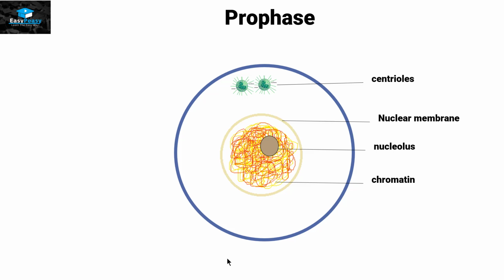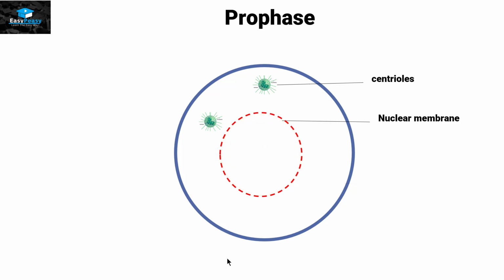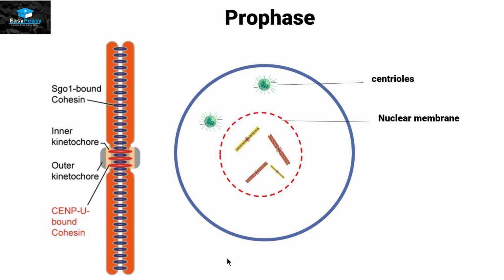In prophase, the centrioles are going to move apart like this. The nuclear membrane disappears, the nucleolus disappears, and chromatin material condenses itself into visible chromosomes. If you look at this chromosome closely, you can see that the chromatids are joined tightly with each other with the ring type of structures here.